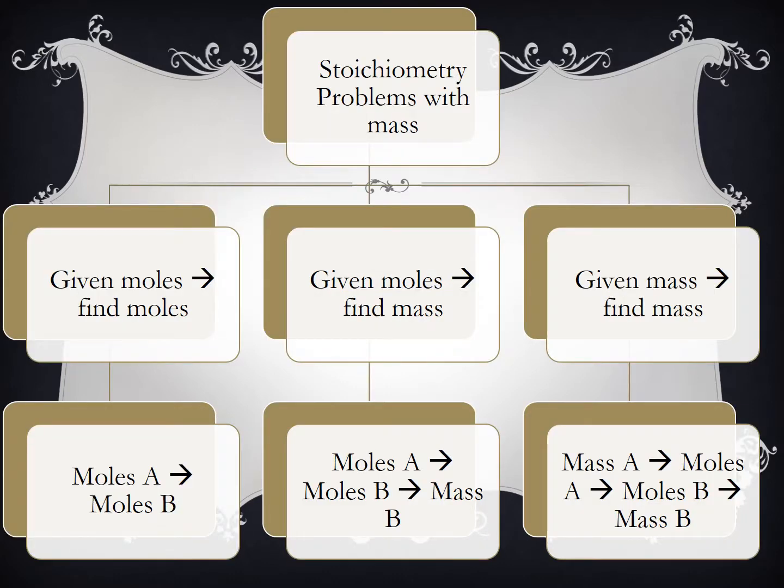Here are some types of problems that you will see in stoichiometry. You have moles to moles, so that's just the mole ratio. You have moles to mass, so that's the mole ratio with the molar mass of something else. And you also have mass to mass, which has everything in it: molar mass, moles to moles, and molar mass. So you can see we're using molar mass or the mole to mole ratio in the balanced equation.